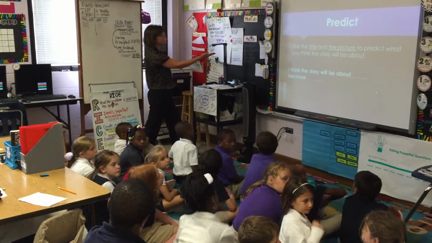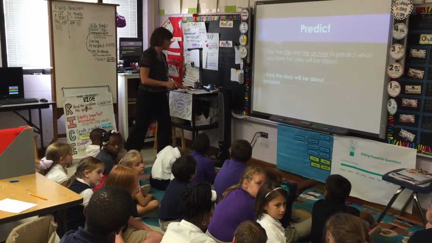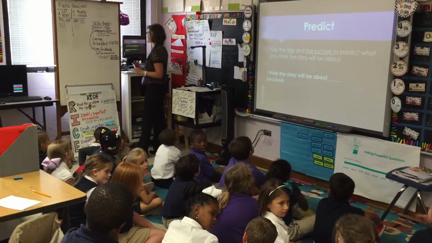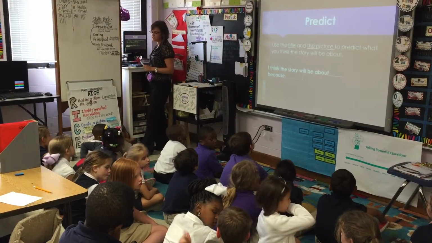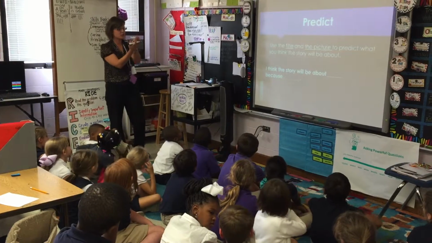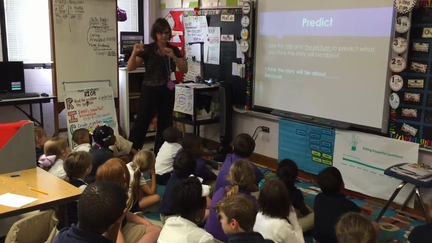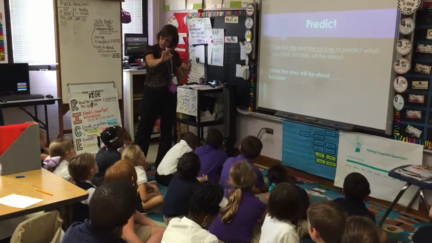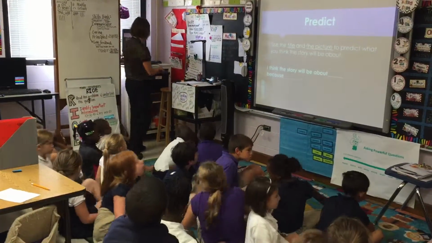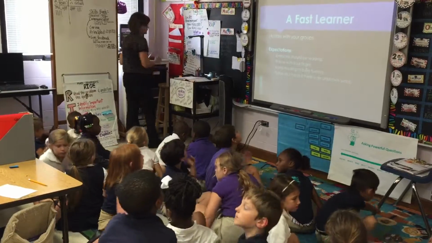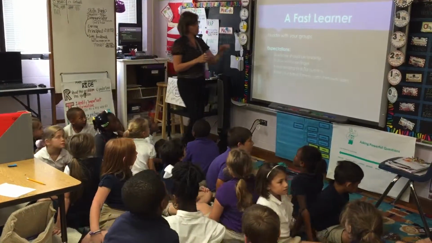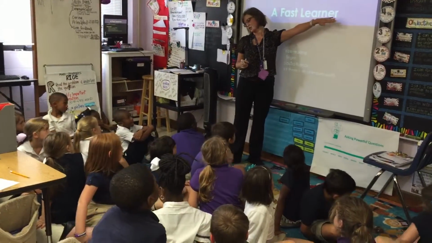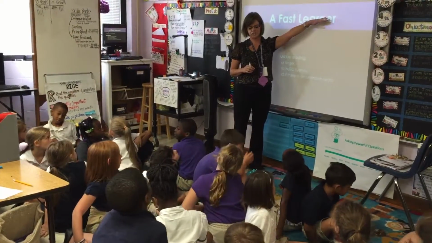Okay, boys and girls, we are predicting. The title of my story is called A Fast Learner. This is your sentence starter. I think the story will be about because. Turn to your partner. The title of your story is called Fast Learner. So we're just going to make a prediction off of the title.